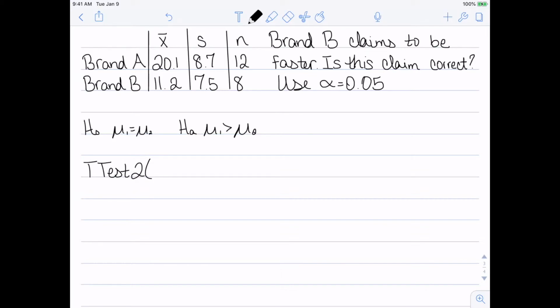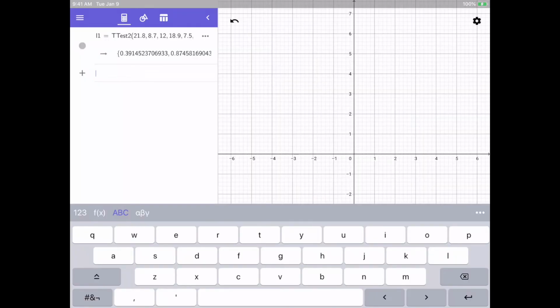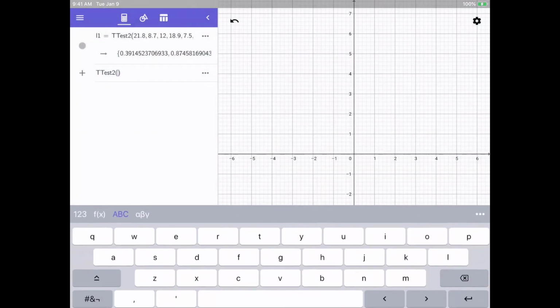Since we have two means, we need to use the t-test2 command. We start with brand A's information. We then have brand B's information. We need the direction of the tail, which is greater than. And finally, when we're dealing with two means, we need the false at the end. So now let's move over to the calculator and find this. So I'll click the three dots and t-test2.